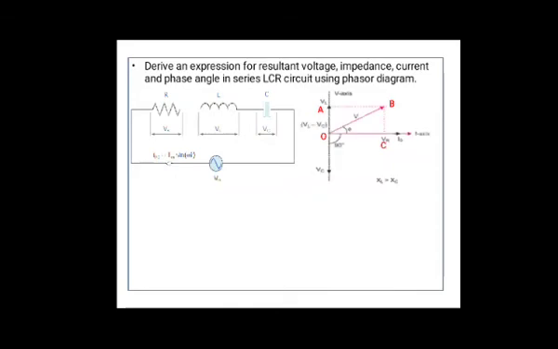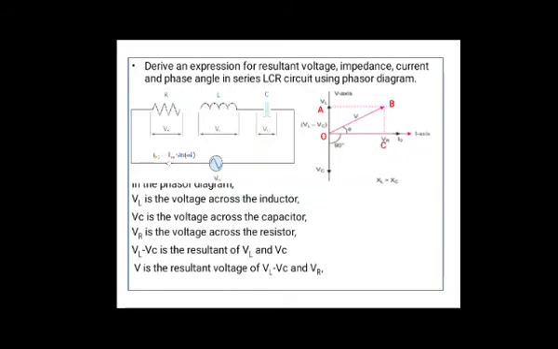Let us take the phasor diagram. This is called the phasor diagram. In the phasor diagram, VL is the voltage across the inductor, and it is represented along the positive y-axis. VC is the voltage across the capacitor, and it is represented along the negative y-axis.